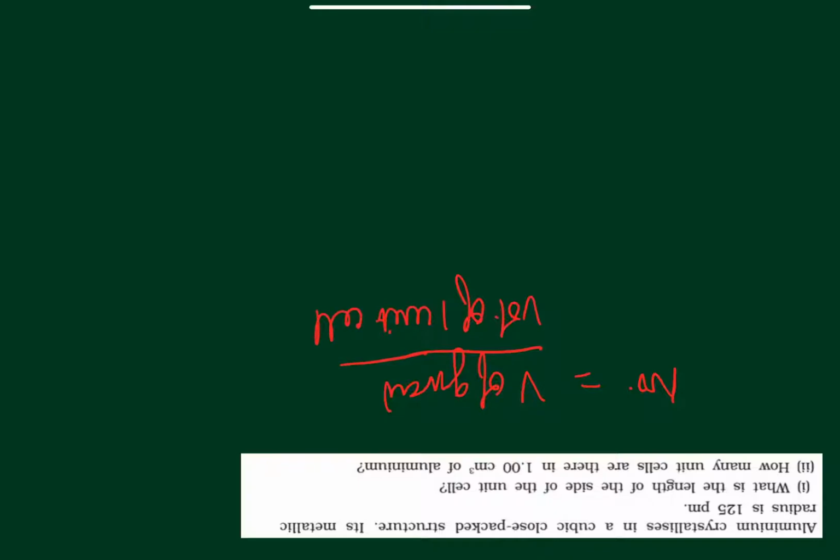Alright. So the number of unit cells is always equal to the volume of the given substance upon the volume of one unit cell. Volume of a unit cell is always A cube because all unit cells are in the form of a cube, so the volume will always be A cube. A we have already calculated using the formula of 2 root 2 R.